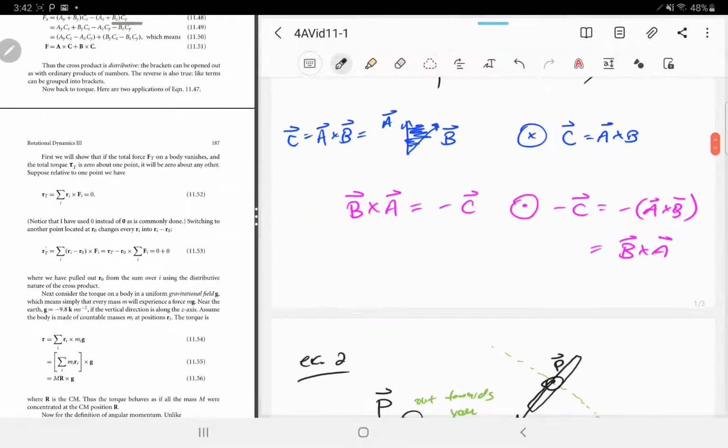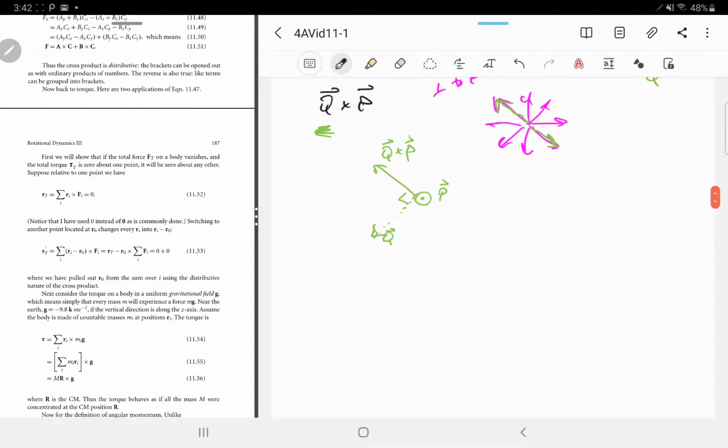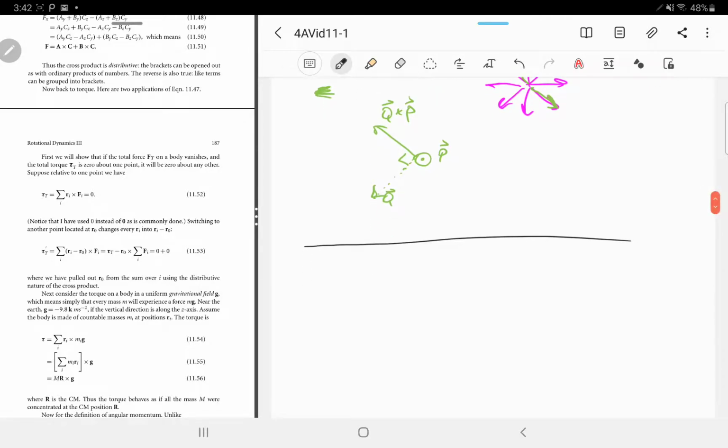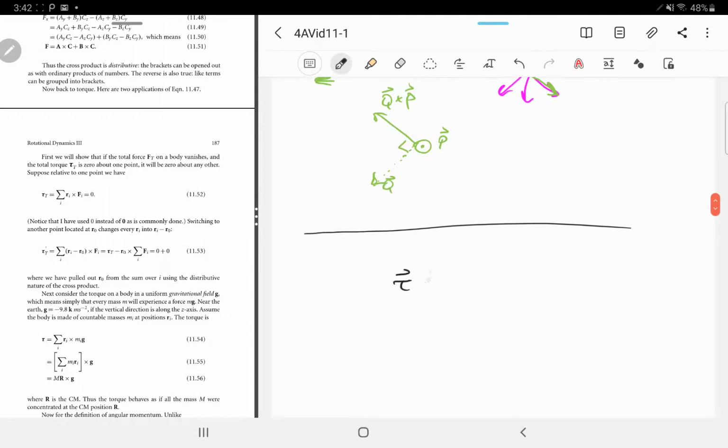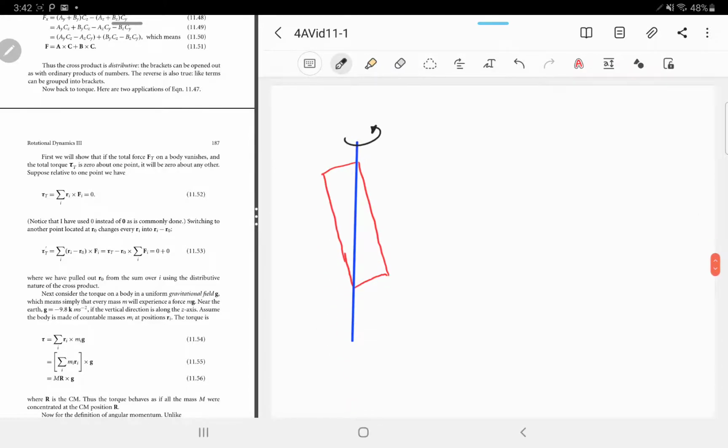We just need to be able to figure out the direction of a third vector if it's the cross product of two other vectors. So remember, the reason we're going to need it is the definitions: torque equals R cross F, and angular momentum is R cross P. Okay, so the best way to talk about what can happen is with a specific example. So let's look at this one.